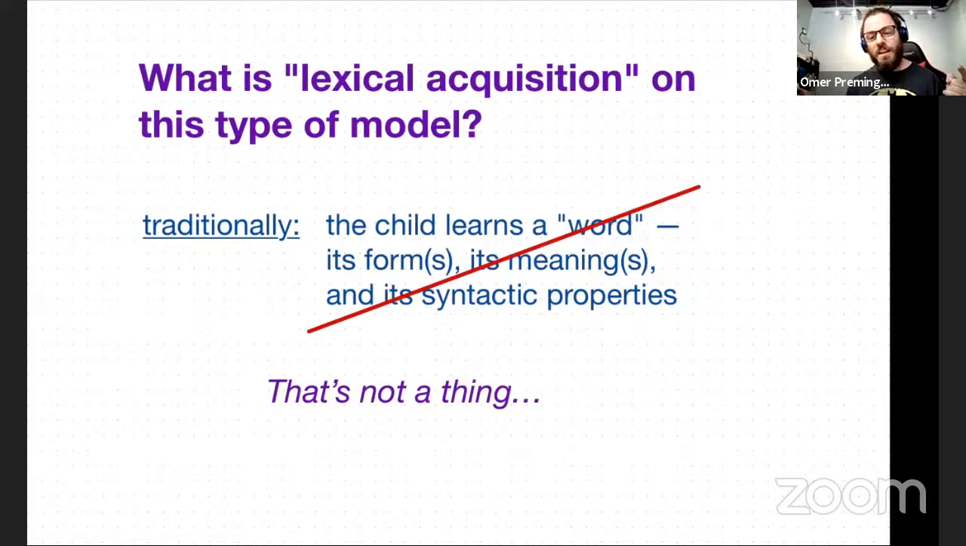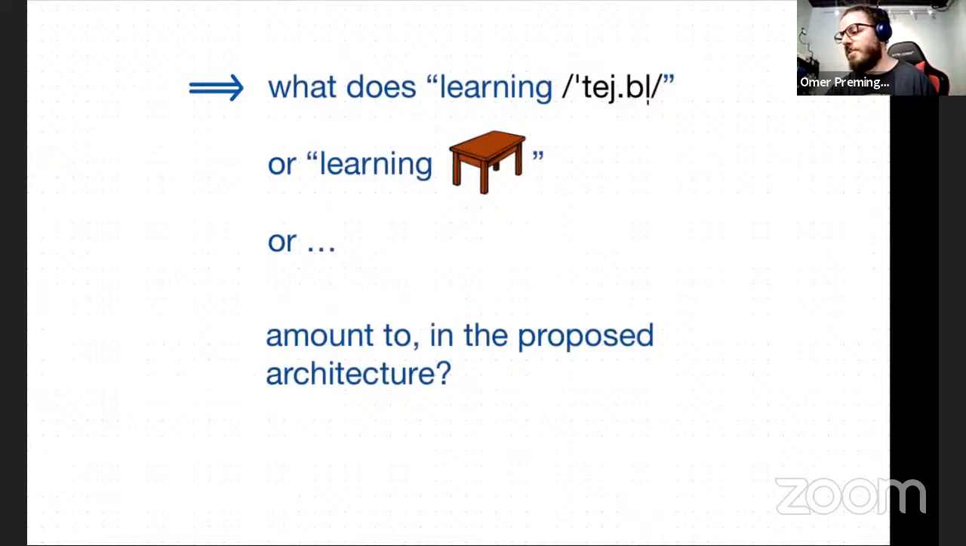And so what is lexical acquisition supposed to look like given this model? What does it mean to learn table, or to learn however, whatever learning table now amounts to in the proposed architecture? So let's talk about that briefly.